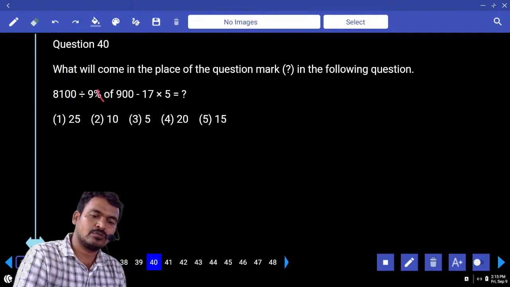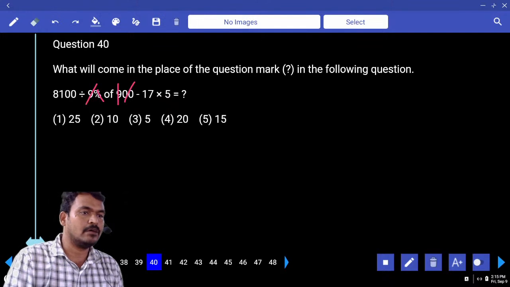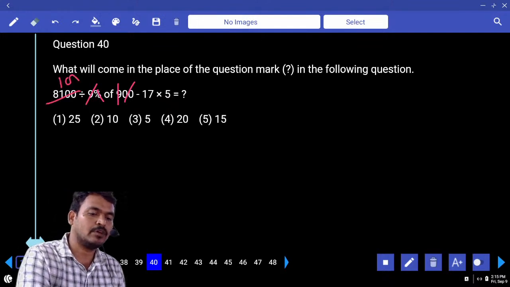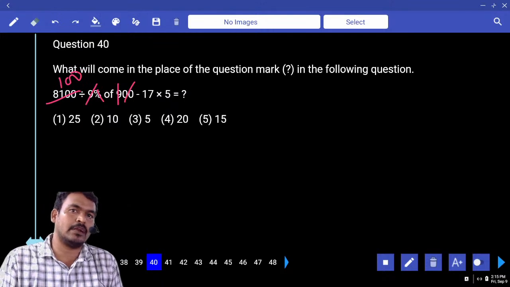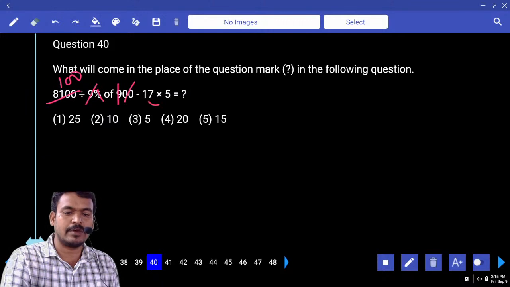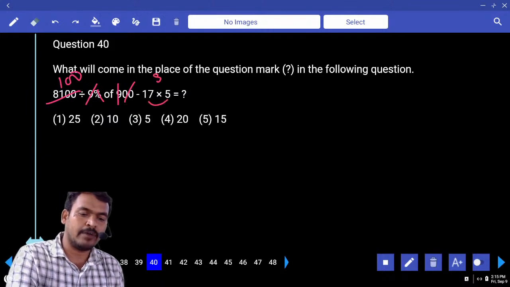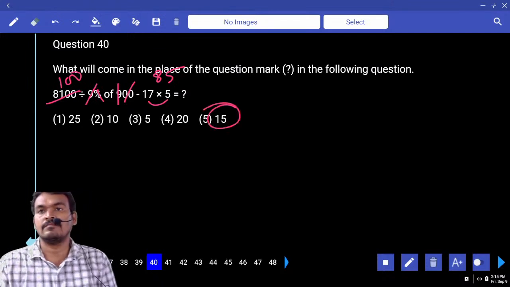Again, percentage, the 2 zeros are cancelled or not? 9 9s are how much? 81. How many times? 100 times or not? 9 9s are 81, so 8100. How many times? 100 times. 17 5s are how much? 85. What is the difference between 100 and 85? 15 or not?